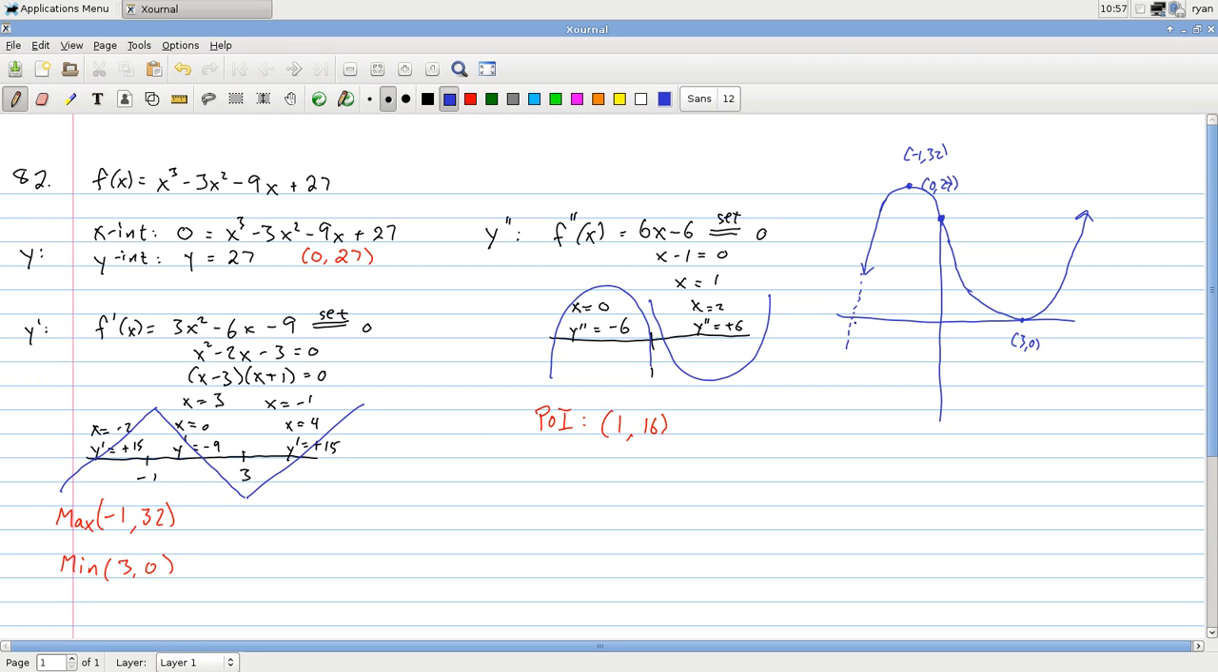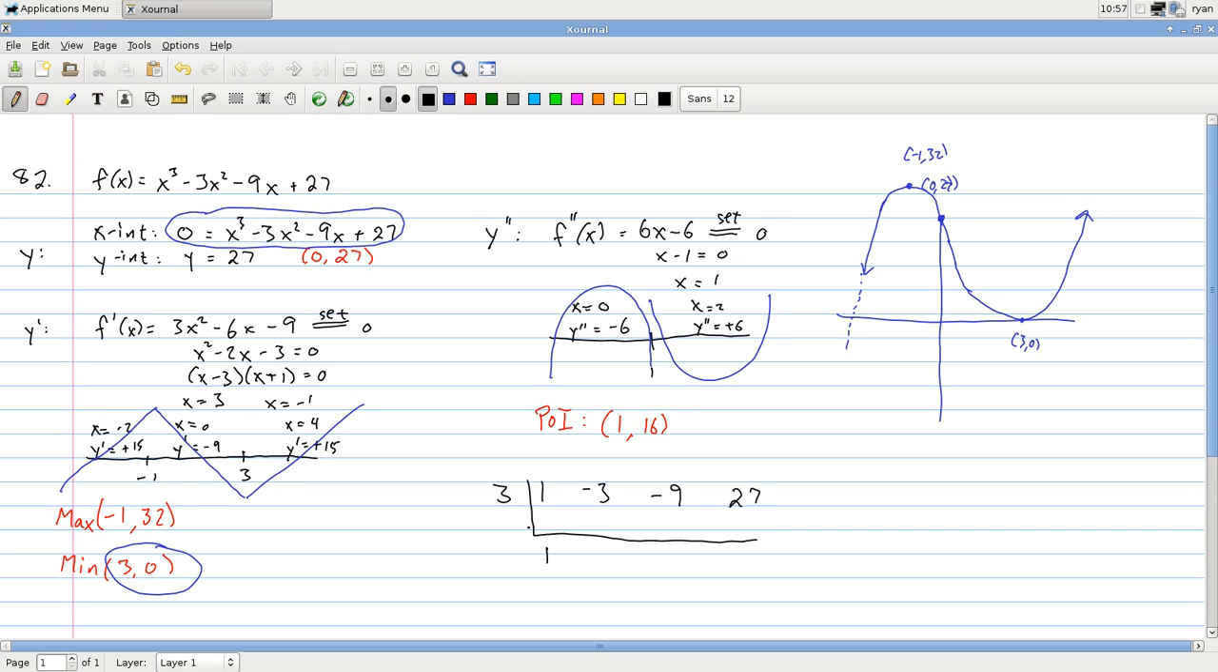So we can finally figure out what this last point is by going back to the original function. Remember, we had skipped this in the beginning. To find the x-intercept, we needed to solve this equation right here. Now, we already know that x equals 3 is one solution to this. So what we can use is synthetic division. We can take our polynomial, x cubed minus 3x squared minus 9x plus 27, and we can use synthetic division with x equals 3.